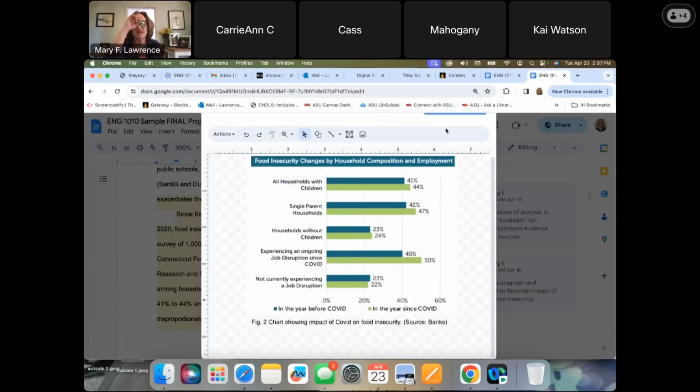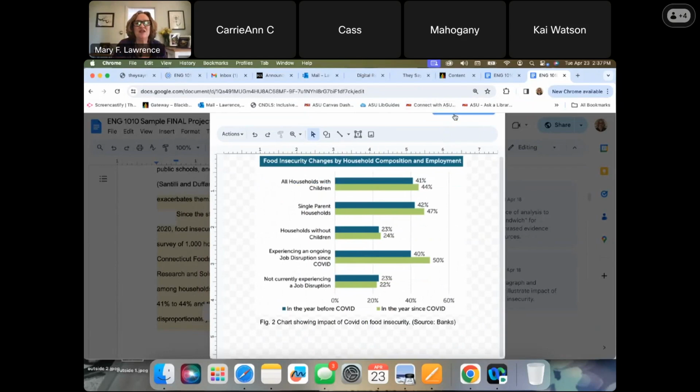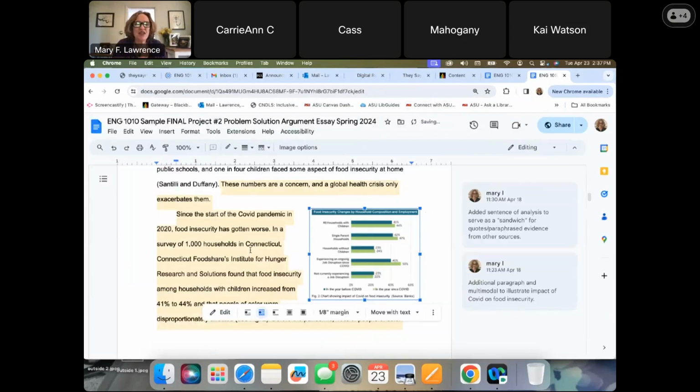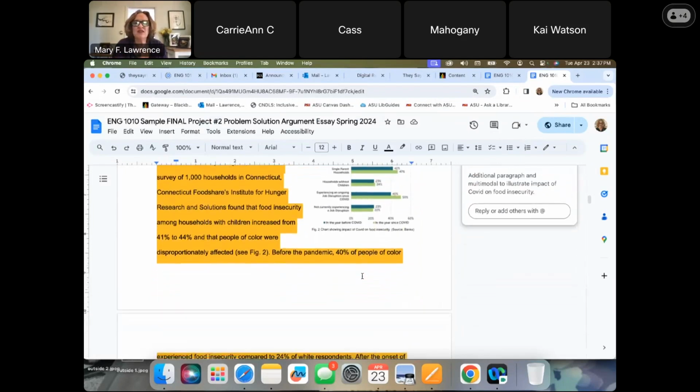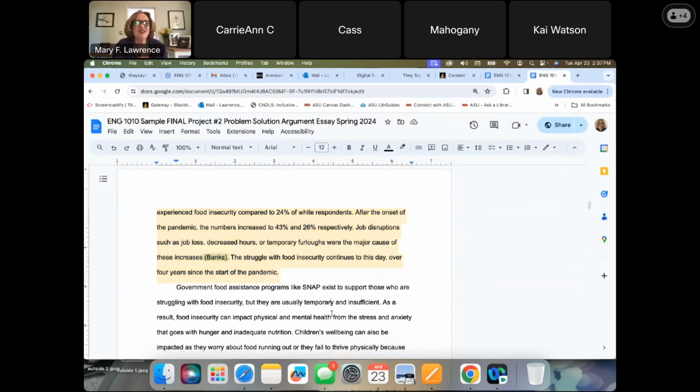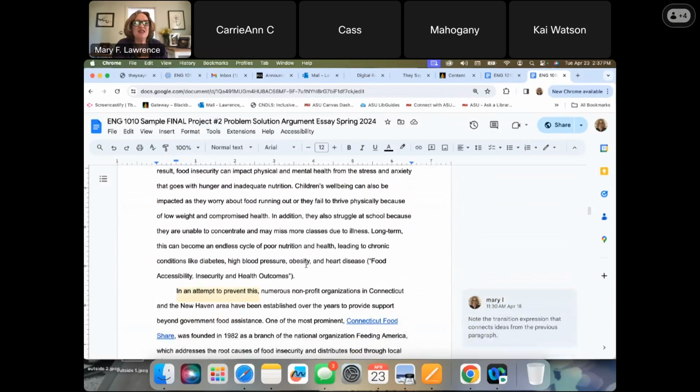So I'm going to save that. Oh, up here, save. And so that bank source is also new, and that's listed in my works cited list. All right, so that paragraph's new. I didn't make any changes there.